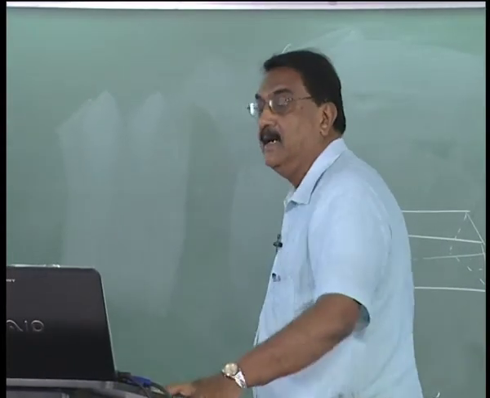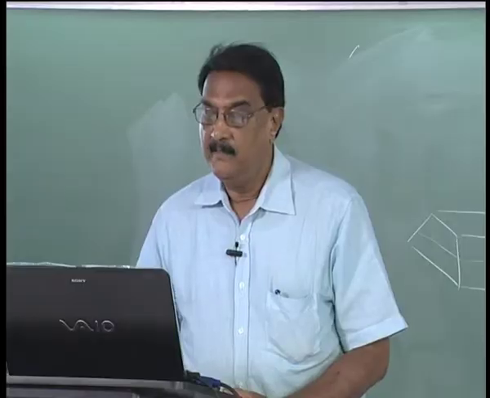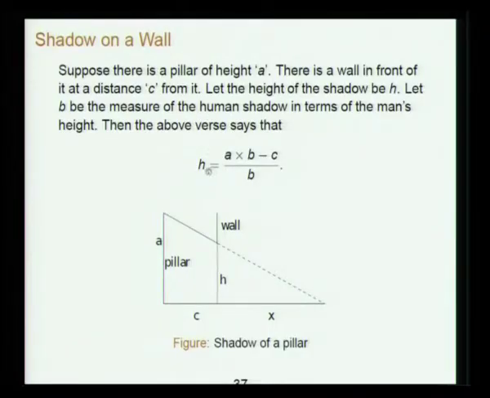So this is also relevant. He says that for a pillar of height A, there is a wall in front of it at a distance C from it. Let the height of the shadow on the wall be H. That is what this is, that is h. And let b be the measure of the human shadow in terms of the man's height. Then the above verse says that h is a into b minus c by b. So this is the shadow of a.